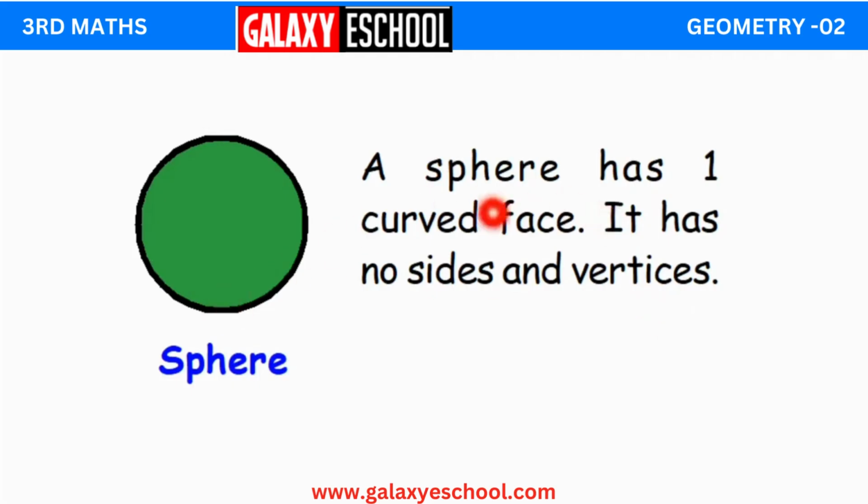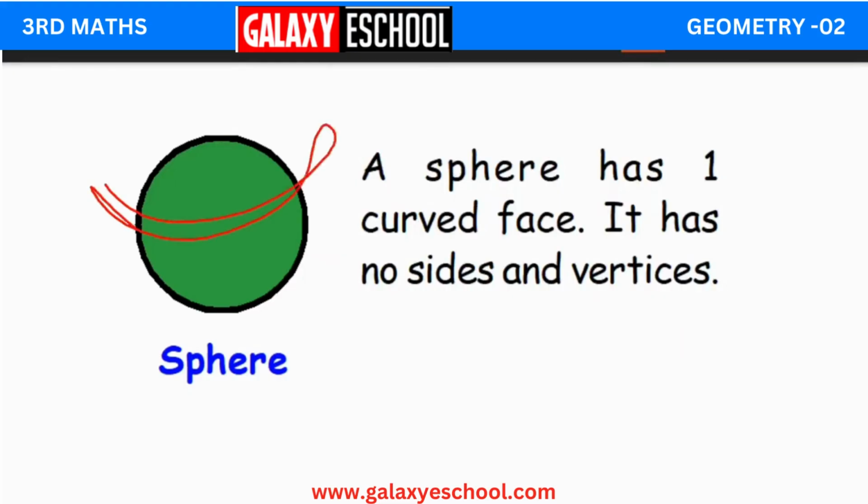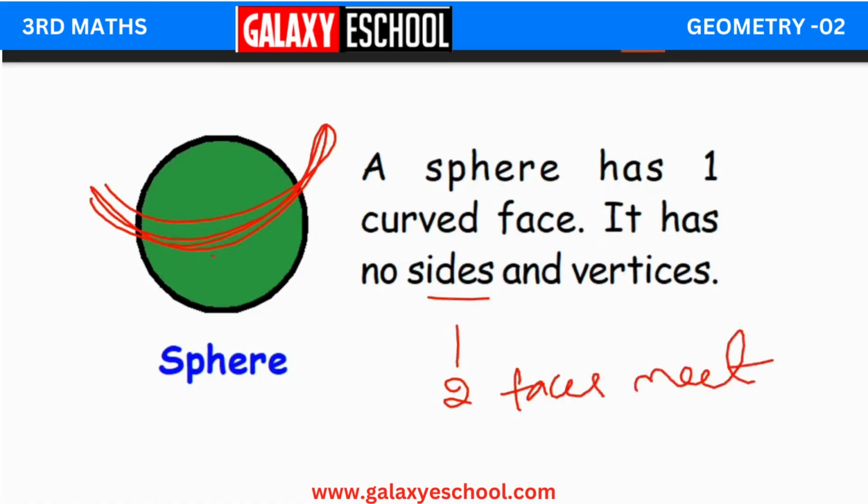Sphere. A sphere has one curved face, it has no sides and no vertices. See children, it has only one curved face. This is the curved face that our sphere has. Now for side, again, side is where two faces meet. Our sphere is having only one face, so it has no two faces to meet.